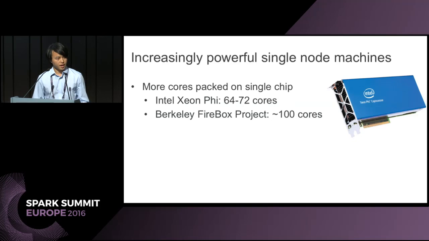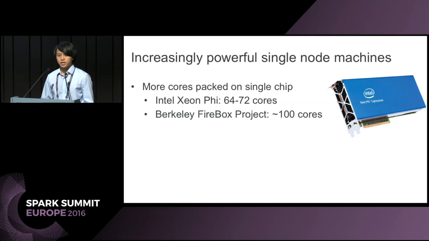On the other hand, we have been observing an interesting trend in hardware development where we're incorporating more and more cores on a single chip. For example, the Intel Xeon Phi chip has 64 to 72 cores on a single chip. And also at Berkeley, there's a project called FireBox, which aims to build the servers for the next generation of data centers that has already incorporated more than 100 cores on one system on chip.